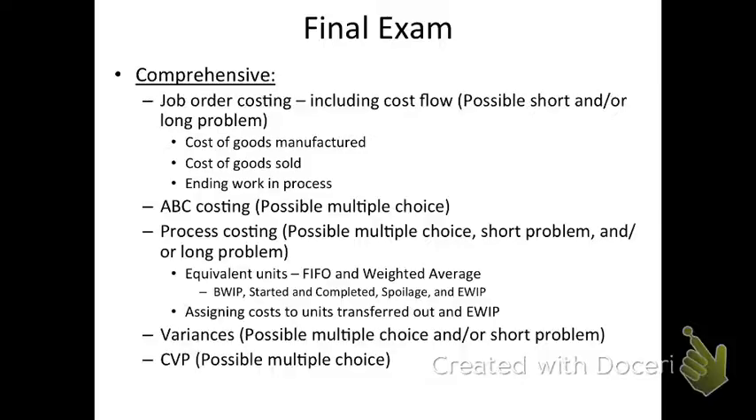We'll go through some problems here in the review assignment, but know how to calculate cost of goods manufactured, cost of goods sold, and ending work in process. I don't have it specifically written down here, but you should also be able to determine whether overhead is over or under applied. Activity-based costing, you'll see a multiple choice question on that.